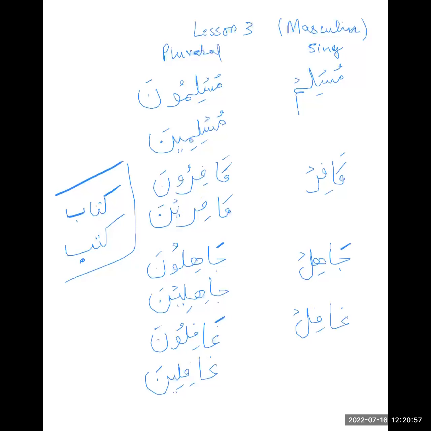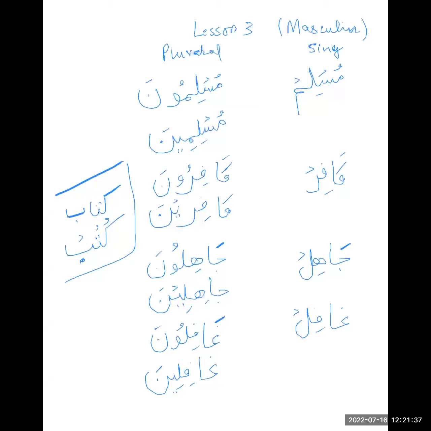So this was singular and plural, lesson number 3. Screenshot, please, so we can move on to lesson number 4. Any questions so far? Yes. Kitab is singular. Yeah. Kutub is plural. Right? So this is different. This is not following the same pattern. So we call them broken nouns.